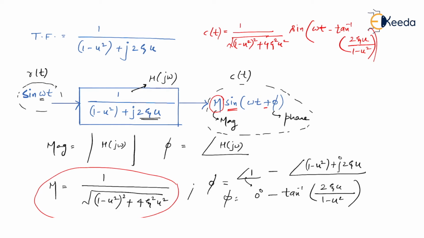But then I have to actually work on the magnitude over here. What is important to me is this magnitude. I'll be taking this magnitude and I'll talk more on this. As I said, the magnitude is very important to me, so I'm just writing the magnitude over here. The magnitude was 1 over under root of (1 minus u square) then square of this, plus 4 zeta square u square. So this was the magnitude, right?